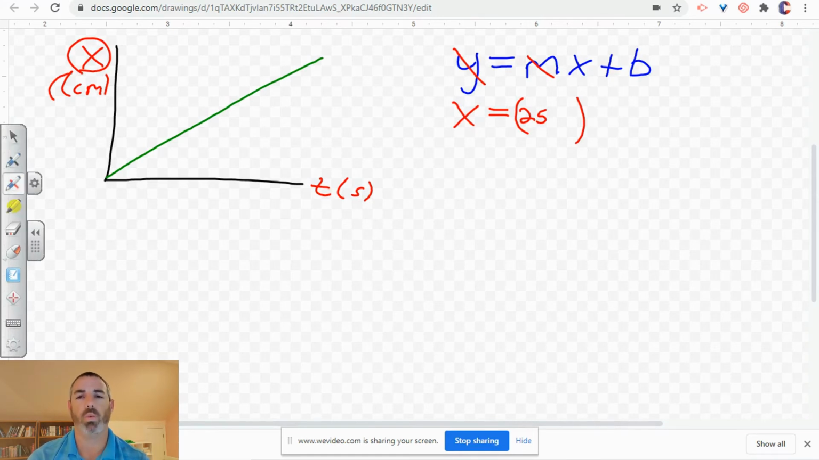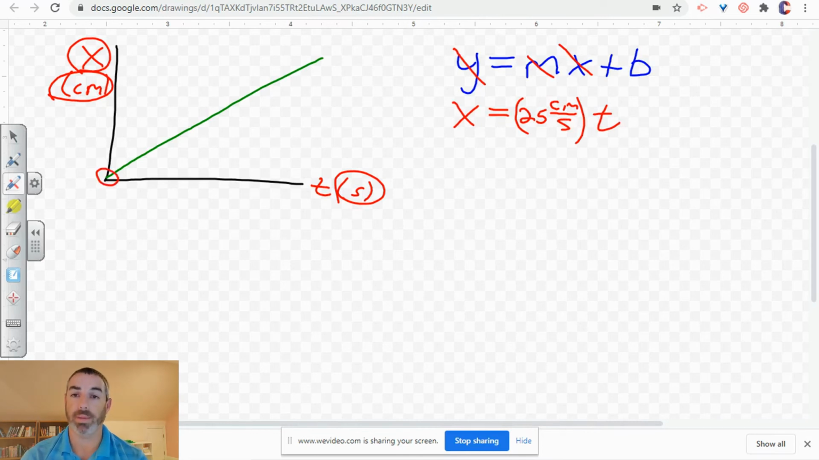Now we have to look, what are the units? Every time we write a number, we need units on it in physics. So I'm going to look here, rise is centimeters, and the run is seconds. So slope is rise over run. So I'm going to put my units as rise over run, centimeters over seconds. Now, what do we have graphed on the x-axis? Let's go ahead and cross out the x, and we replace that with time, t. Now we look at our vertical intercept. The vertical intercept is here, it's 0.